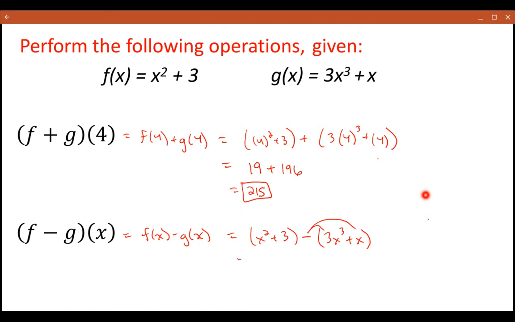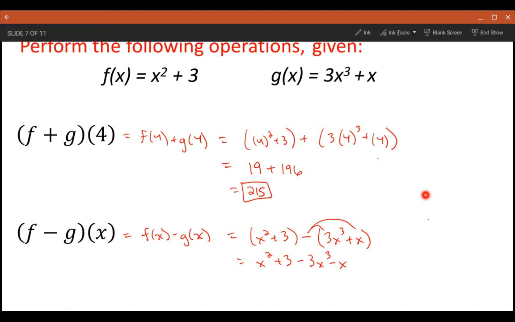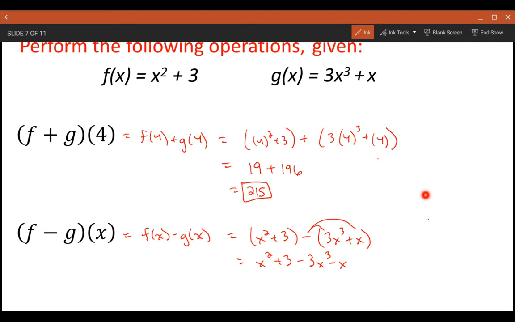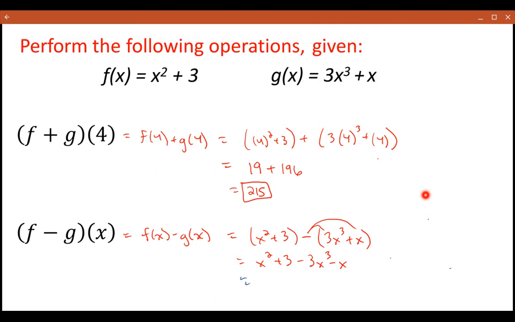So I'm actually going to go ahead and rewrite this. x squared plus 3 minus 3x cubed, and then we got to distribute that negative as well, so it's minus x. So then from this point, I'm just going to combine like terms if I have any. If not, I'm just going to rearrange it and write it in order from the highest power to the lowest power. And you can see there's no other x squareds, there's no other constants, no other x cubes, no other x to the first power. So I'm just going to rearrange this and write it as minus 3x cubed plus x squared minus x plus 3. So that it's in order, we call it descending powers, highest power to the lowest power.